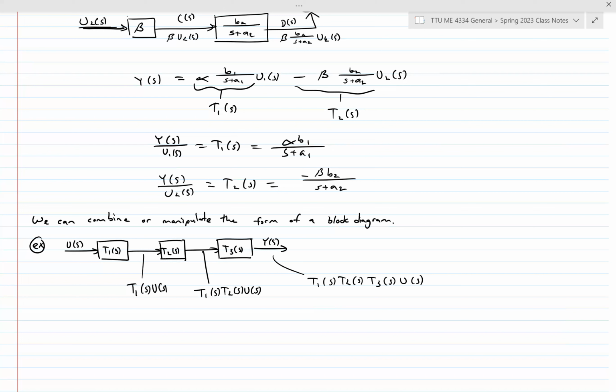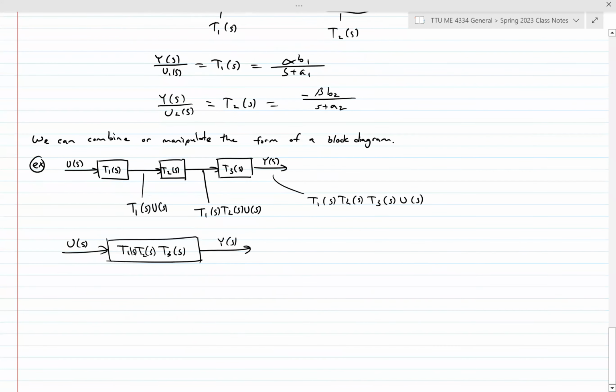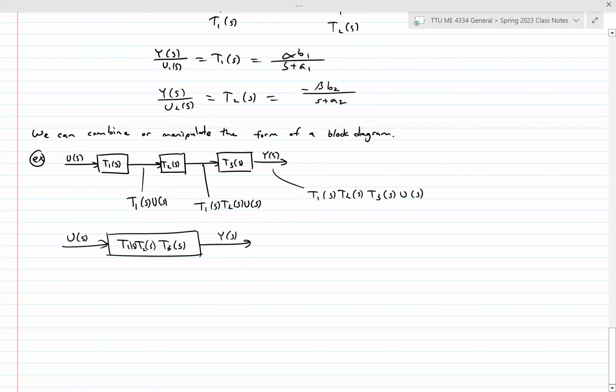So if we have things where we're not having any takeoff points in the middle that we may need to use, and there's no summers or anything like that, if you just have multiple multiplications in a row, you can just combine them all together. This is just T1 times T2 times T3. That's one rule that may be useful for us moving forward for our block diagrams. If we have multiple things that are just multiplying in a row, straight across, just blocks and signals, we can just combine them all together into one big box.